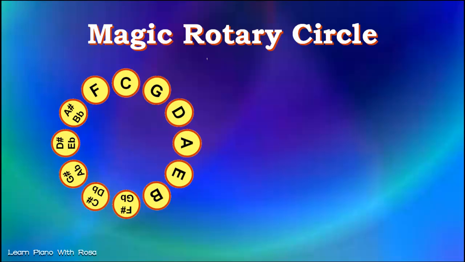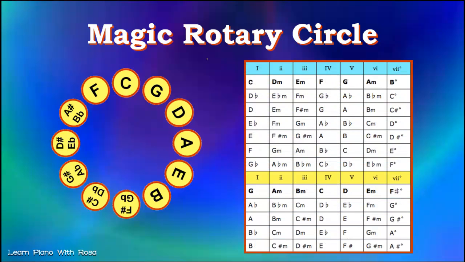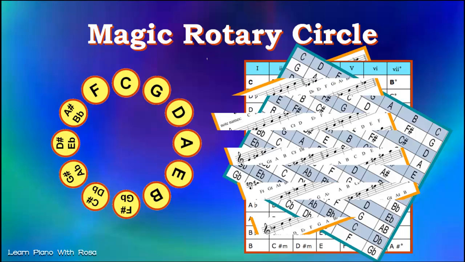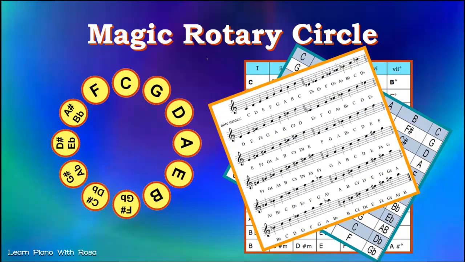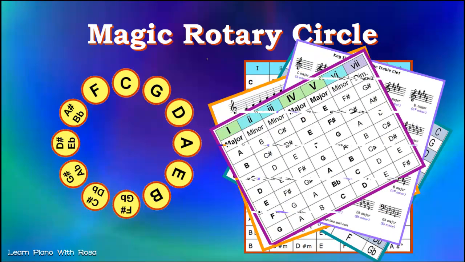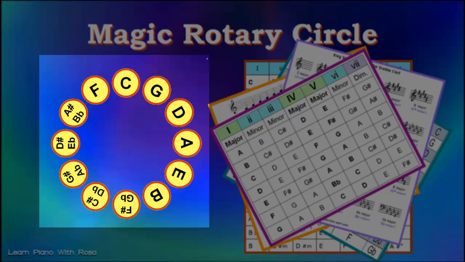You see, once you know how to make use of this magic rotary circle, you won't need to refer to all these different charts anymore. You'll be able to find the minor chords, the major chords, the dominant chord for each key. You'll know all the notes for the 12 major scales, and you'll also know the key signatures, when to use the sharps and when to use the flats. You won't need to carry all these charts with you. All you need is this magic rotary circle.